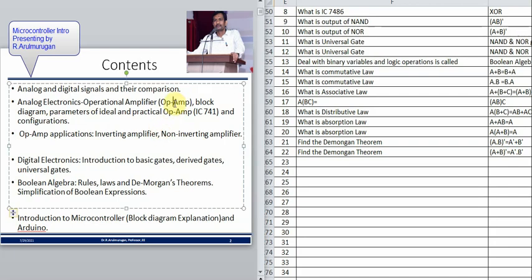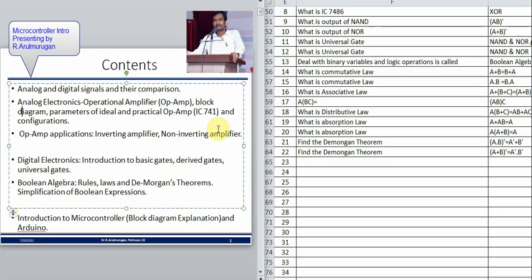Analog electronics means op-amp, operational amplifier. The IC is a 741 IC. There are two inputs, pin number 2 and 3. Pin 2 is negative and then pin 3 is positive. Negative means inverting, and positive means non-inverting. So there is a 180-degree phase shift. That is about the op-amp.